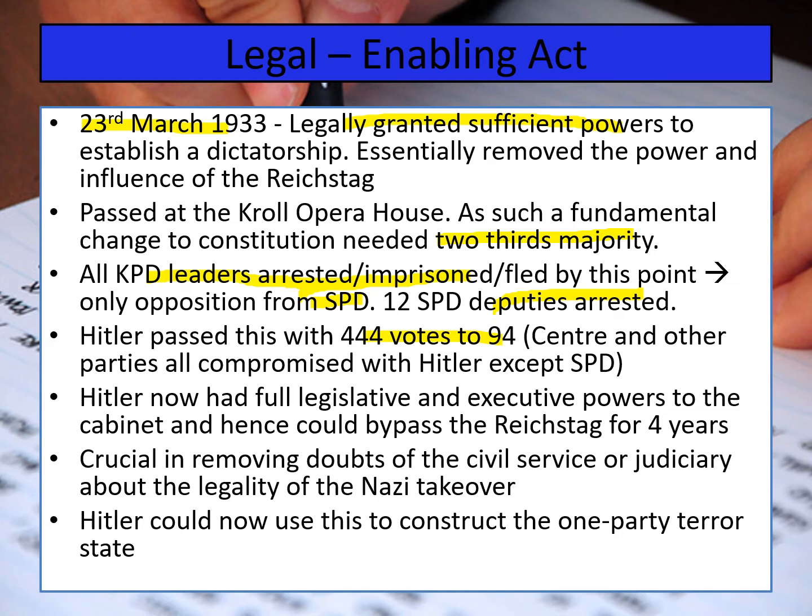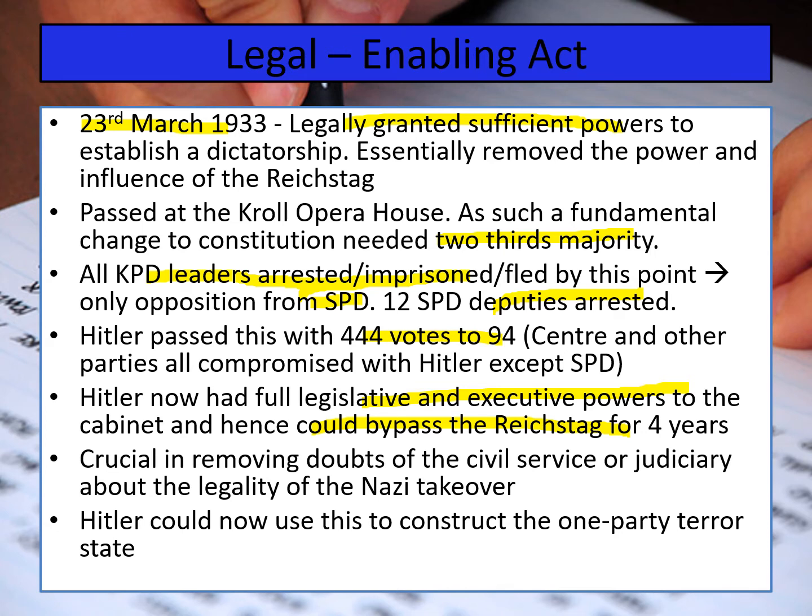So we're going to come back to that term again of things being pseudo-legal. It might appear that this is a legal act, but there was definitely elements of terror that led to this being passed. So what did this act do then? Well, Hitler now had full legislative and executive powers of the cabinet and could now bypass the Reichstag for 4 years. So he basically had his own version of Article 48 of being able to pass whatever laws he wants without having to go to the Reichstag.